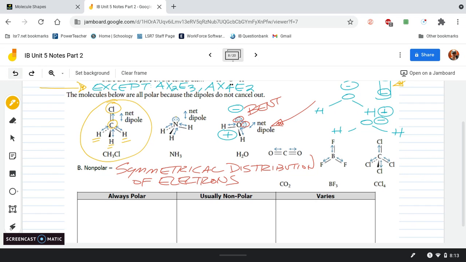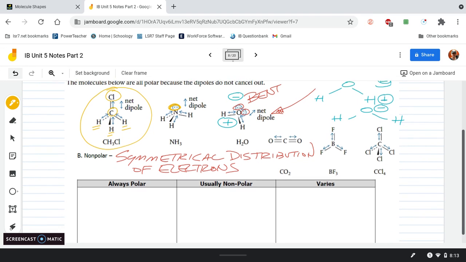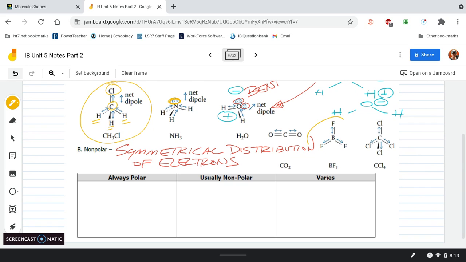Here's NH3. It has lone pairs at the top, so it's polar. We talked about the water. And then here's some nonpolar examples. See right here, the fluorines, they're all the same. There's no lone pairs in the middle, so it's not polar. Carbon tetrachloride, same thing. All of these are the same element, and there's no lone pairs in the middle, so not polar. All right.